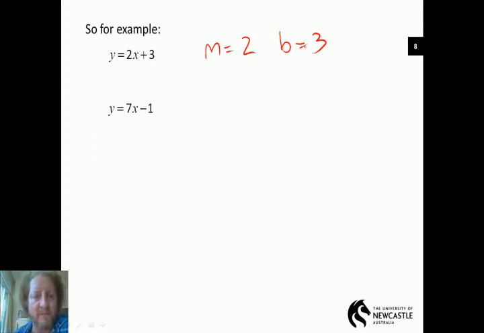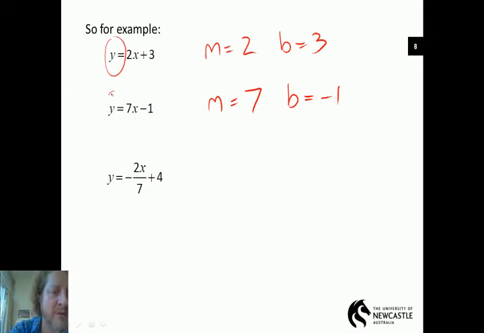What about the next one? Well, the gradient is whatever the x is being times by. It's a 7 in this case. The y-intercept is the number out by itself. It's a minus 1. These ones are written without any rearranging needed, as in, they're all coming at me y equals. Alright, that's the form we want.